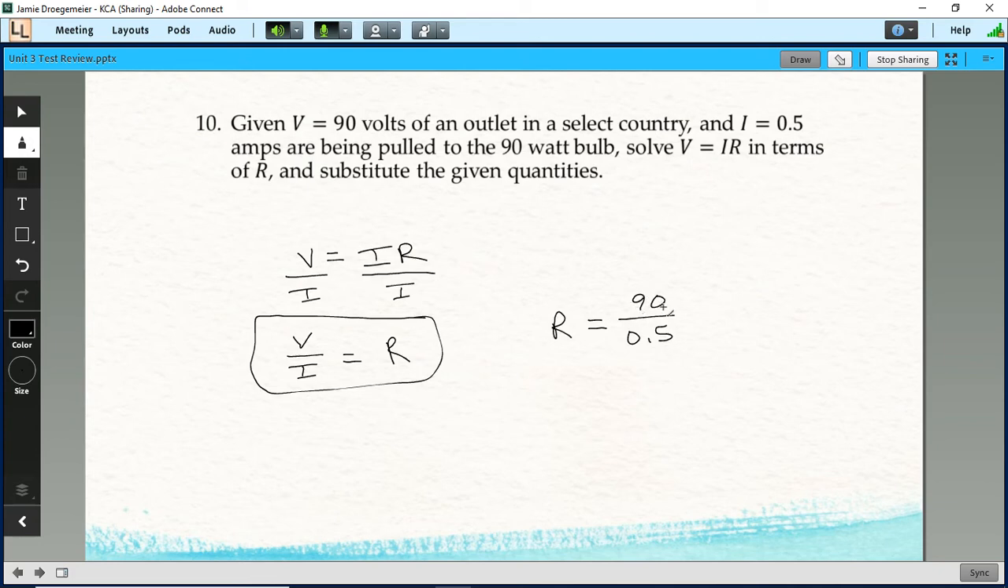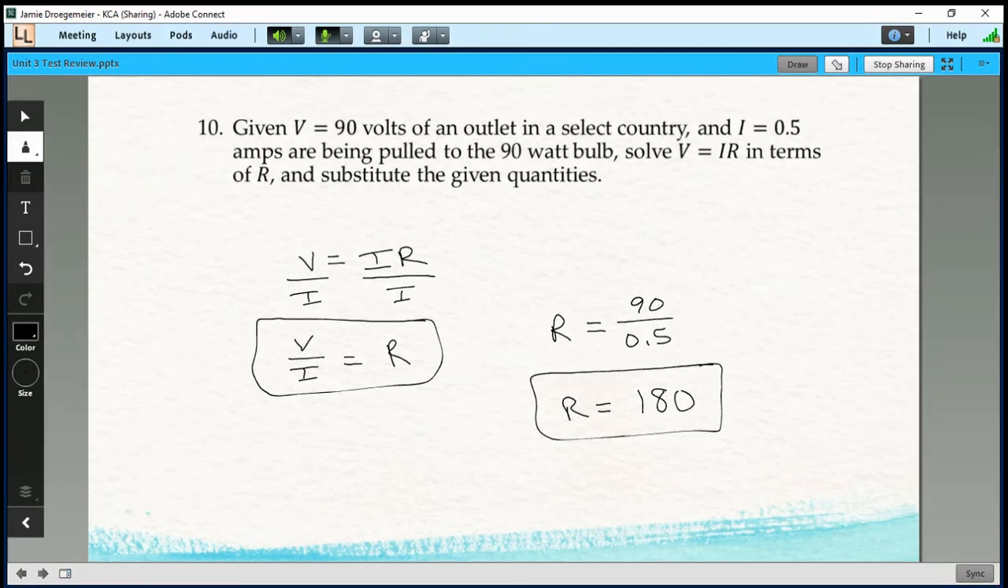And we're going to go ahead and do that division. If I take 90 and I divide it by 0.5, I would get 180. And then we also want to think about, or excuse me, so R here, which is the wattage that's being pulled from that bulb. So 180 would be our solution here.